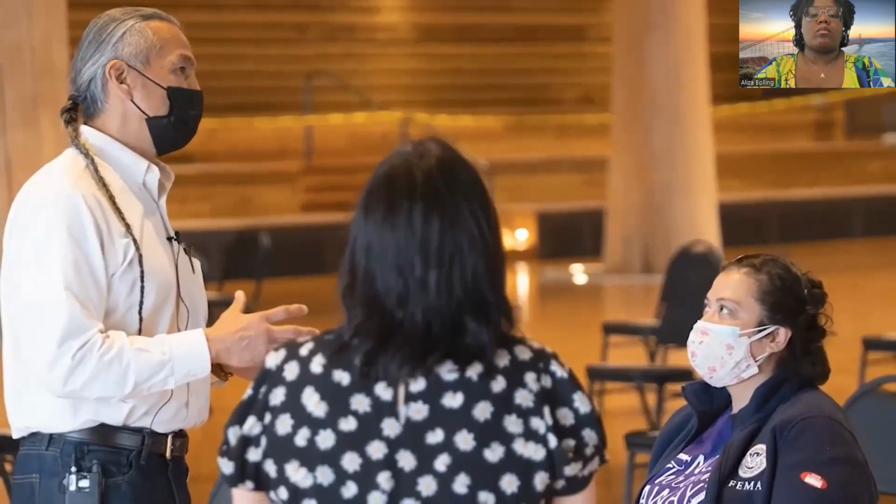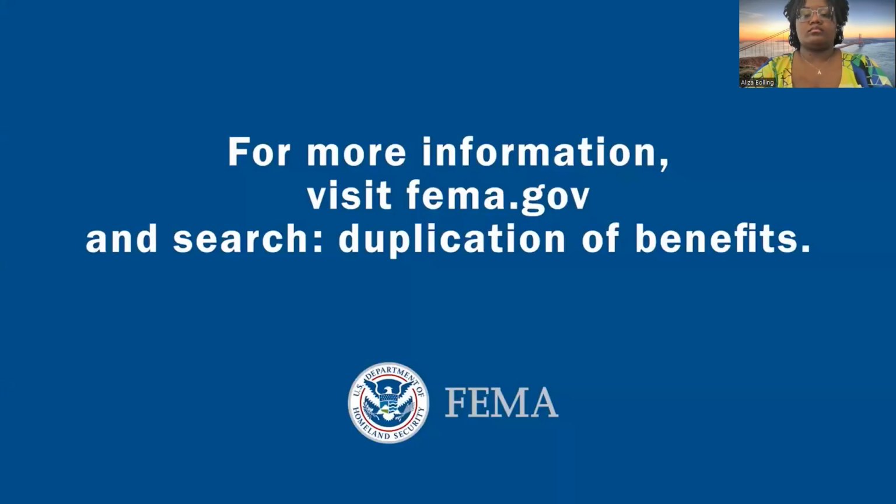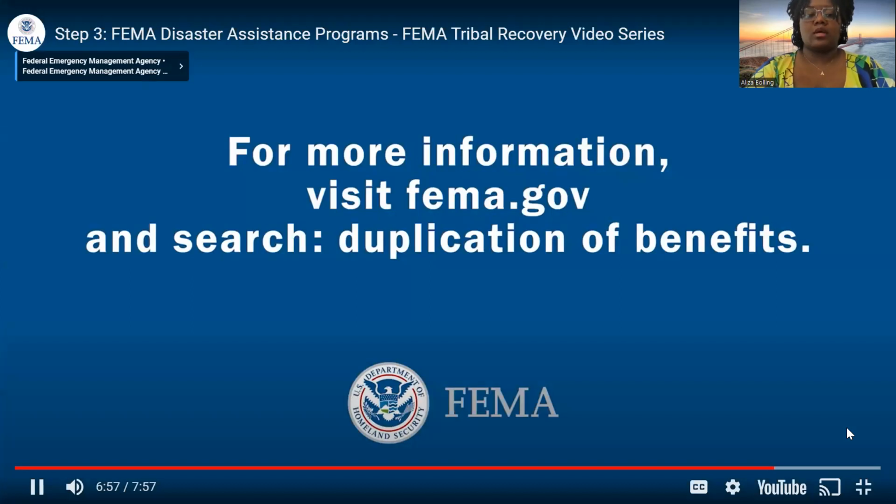FEMA and the tribal government will work together to ensure there is no duplication of benefits. FEMA cannot provide financial assistance when any other source, such as insurance, has provided assistance for the same disaster. For more information, visit FEMA.gov and search duplication of benefits.